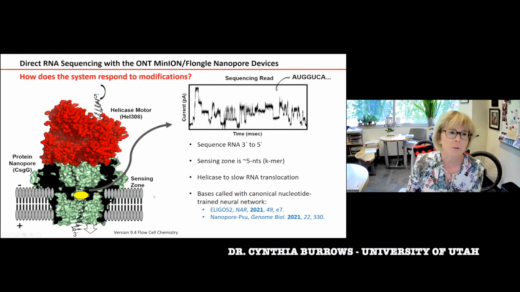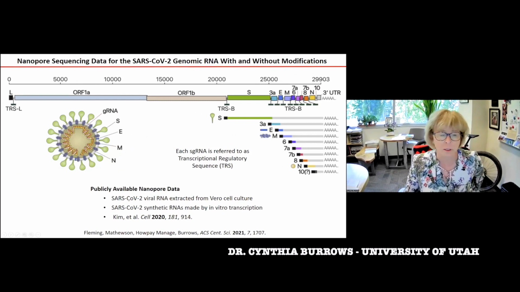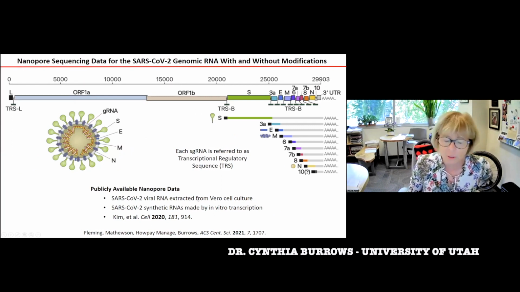So of course, the question is, how does the system respond to modifications? And before telling you about our work on the E. coli ribosome, I want to tell you a little bit about the SARS-CoV-2 viral RNA. We heard about this yesterday from the group in Italy, and I just want to reiterate a few things because this is where the dwell time signature really came from that has been so useful to our lab.